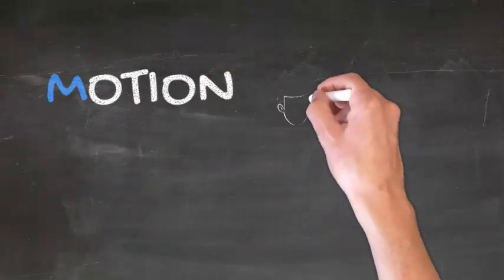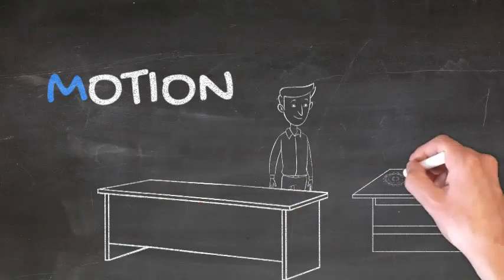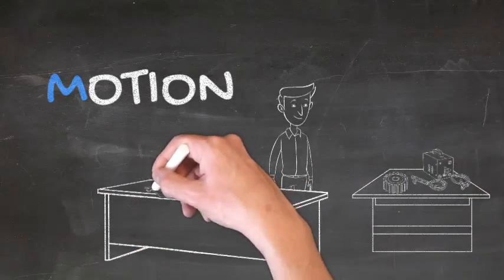M is for motion. Motion is different than transportation. Motion refers to excessive movements within a work cell, which is typically driven by poor setup as well as poor supply positioning.